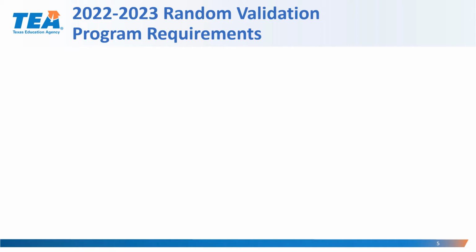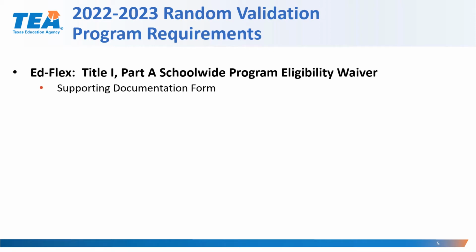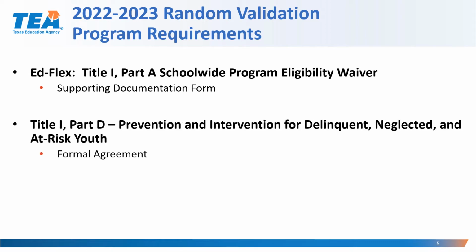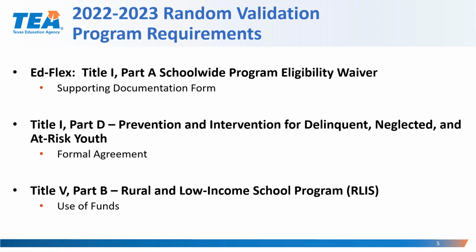We will now take a detailed look at the actual program requirements selected. For the EdFlex Title I Part A School-Wide Program Eligibility Waiver, we will be looking at the supporting documentation form. If your LEA has been selected for the Title I Part D program, you will be required to submit the formal agreement. If you were selected for Title V Part B, we will be looking at use of funds.